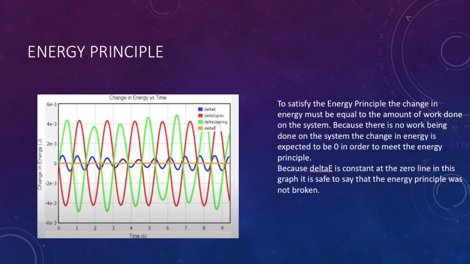In order for the energy principle to be satisfied, there has to be the same amount of energy lost as there was work done on the system. And since there was no work done on the system, the energy should remain zero. After looking at our graph here, you can look for delta E, which is the change in energy, and you can see that it remains constant at zero. Because this is true, we can say that yes, the energy principle was satisfied.